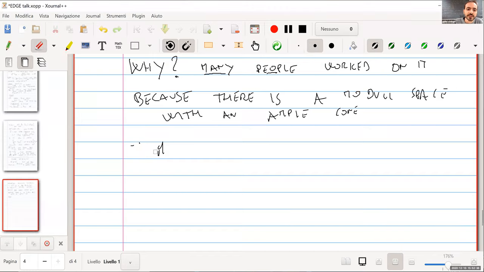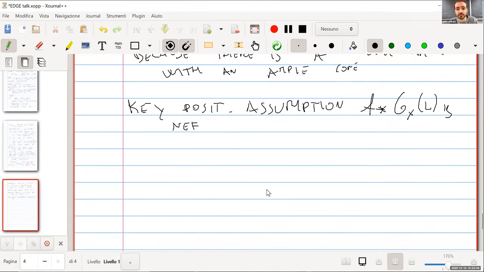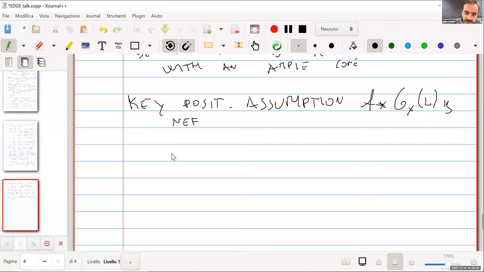Before saying the theorem, let me put the key positivity assumption. I will not take any stability assumption now. I'll discuss stability later. Let me just do positivity now. I will assume from now on that this bundle is NEF. Recall it, because it's very important. Among all the assumptions you will see later, this one is the most important. So theorem one.